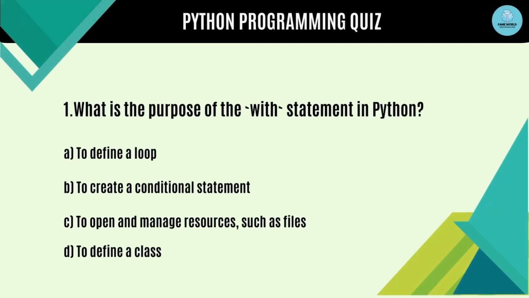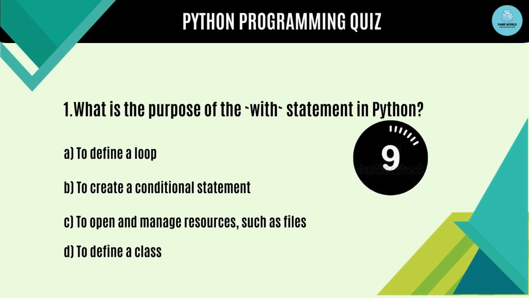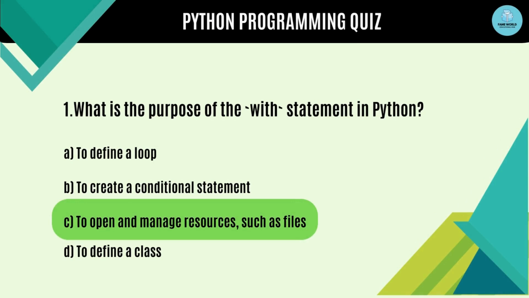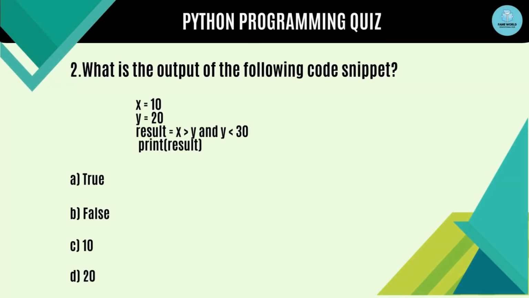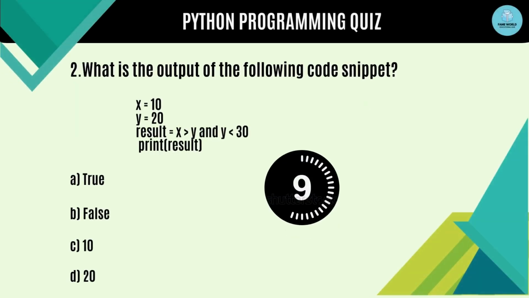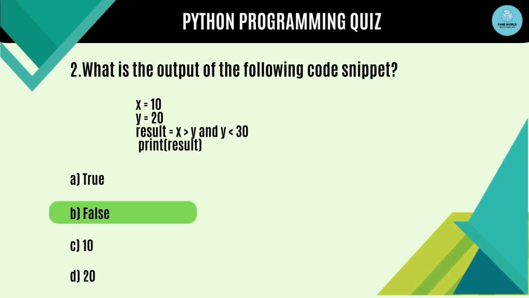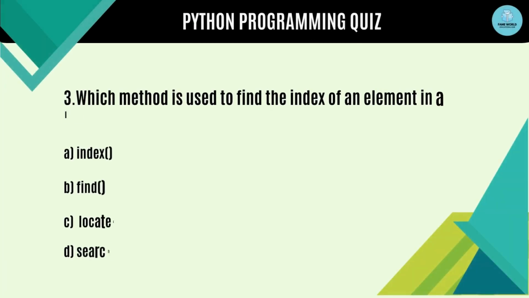Let's start. What is the purpose of the with statement in Python? What is the output of the following code snippet? Which method is used to find the index of an element in a list in Python?